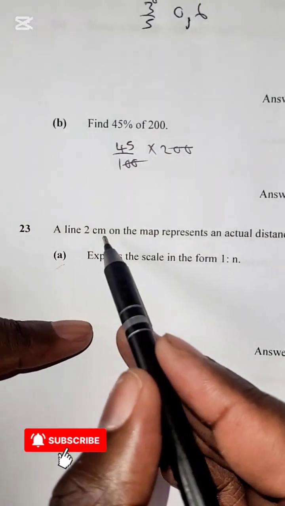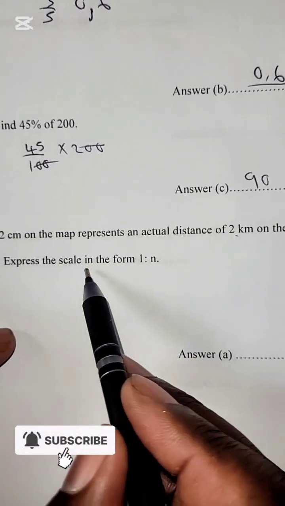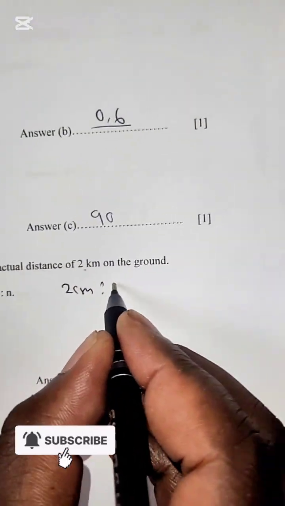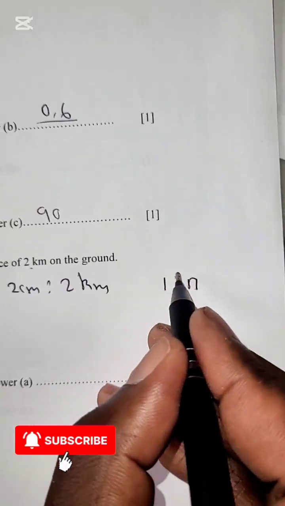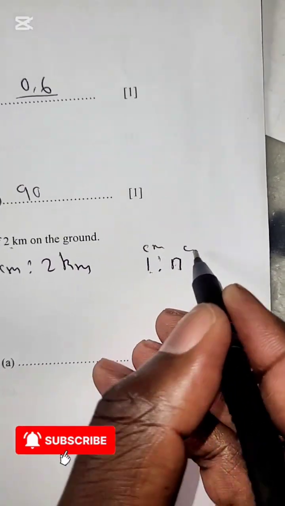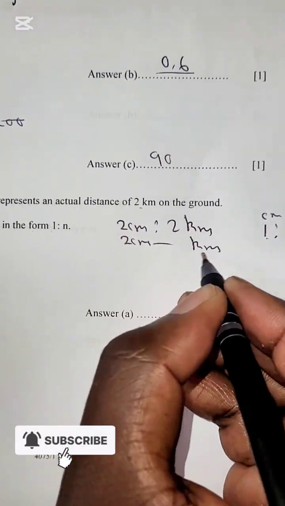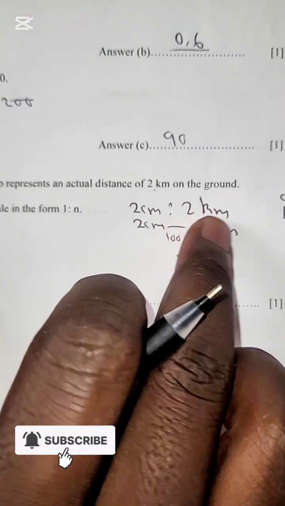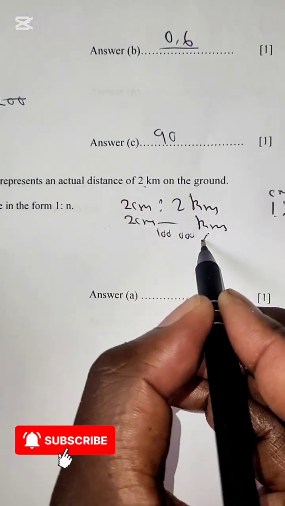Right, a line 2 centimeters on the map represents an actual distance of 2 kilometers on the ground. Express the scale in the form of 1 is to n. So it's 2 centimeters representing 2 kilometers. In this scale we are asked to find 1 is to n in centimeters. 1 centimeter represents n centimeters. Okay, so I want to know the relationship between centimeters and kilometers, and it is 100,000. I want to move 2 kilometers to centimeters. So we are moving from bigger to smaller, so we multiply by the relationship. We multiply 100,000 by 2.